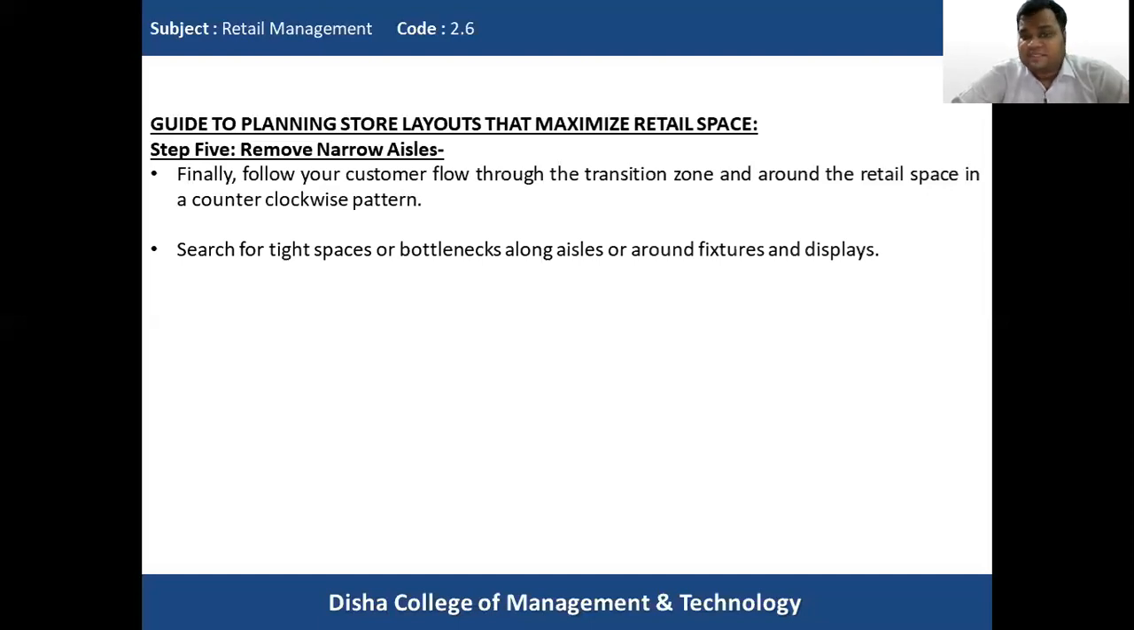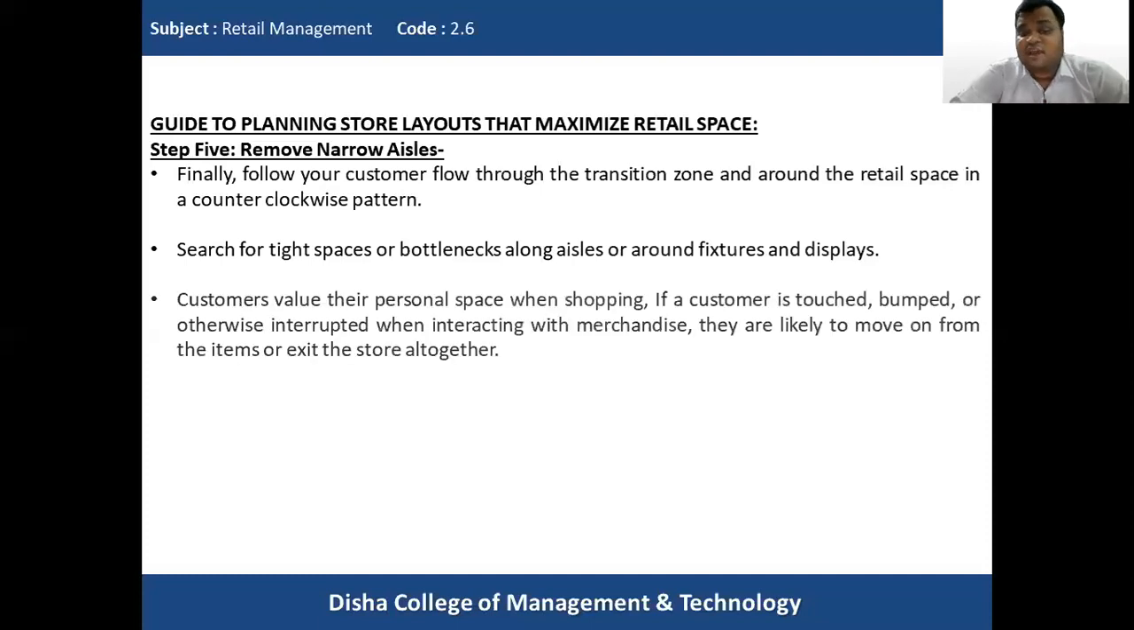Enough personal space should be given for the customer to browse through all the items on display. Because if there are tight spaces or bottlenecks which hamper the movement of the customer in the store, then the customer will not be interested in spending much time in the store. So we have to search for these tight spaces or bottlenecks along the aisles or around fixtures and displays, and remove them. Customers value personal space when shopping. If a customer is touched, bumped, or otherwise interrupted when interacting with merchandise, they are likely to move on from the items or exit the store altogether.